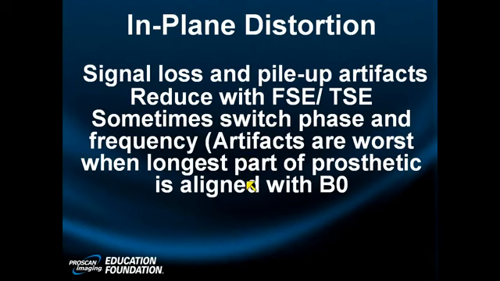Artifacts are the worst when the longest part of the prosthesis is aligned with the magnetic field. Now, the magnetic field usually runs like this, right? You're lying down, and the field goes this way. Your head's over here, your feet's over here. Which way is your hip prosthesis? Same way, right? It's lined with the B0 field. So that makes it even more challenging for you.